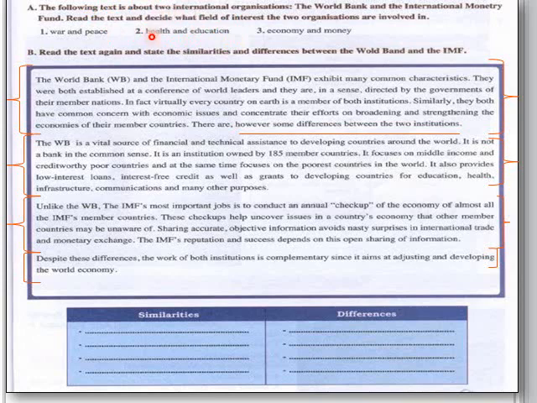And we will decide what field of interest the two organizations are involved in. Is it number 1, war and peace, number 2, health and education, or number 3, economy and money? Alright, economy. So let's read the text together.